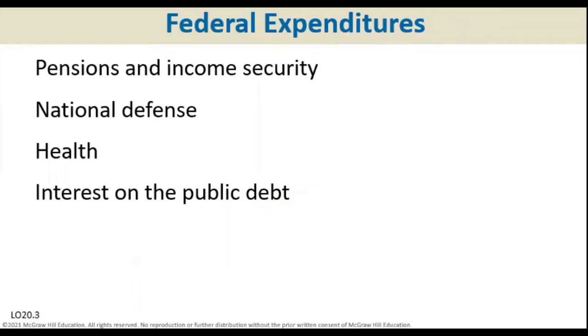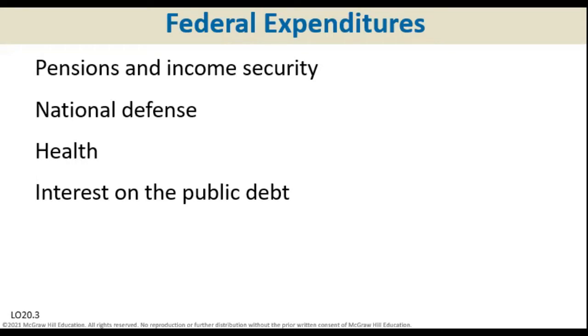So now let's shift to federal expenditures. Under this category, pensions and social security, including many income maintenance programs: for age, we have social security; for persons with a disability, employees, retirees, and families with no breadwinner. This category accounts for 36% of total federal spending, followed by health and national defense at 16%.